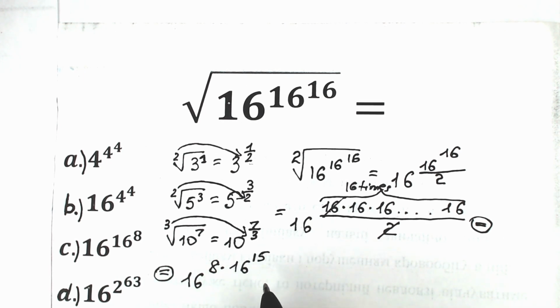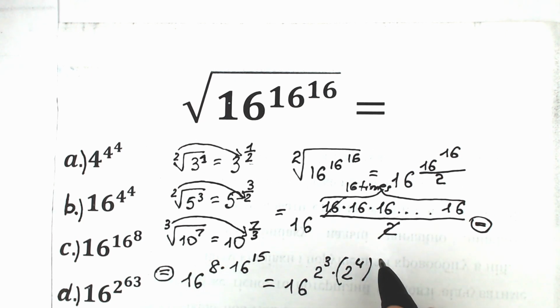Okay, let's simplify this a little bit, because this is not our case. We don't have this option right here. So let's do this. Right now, let's write this 8 as 2 cube. So 8 can be written as 2 cube, and this 16 can be written as 2 to the fourth power. As a result we have 2 to the fourth power, and of course raised to the power 15.